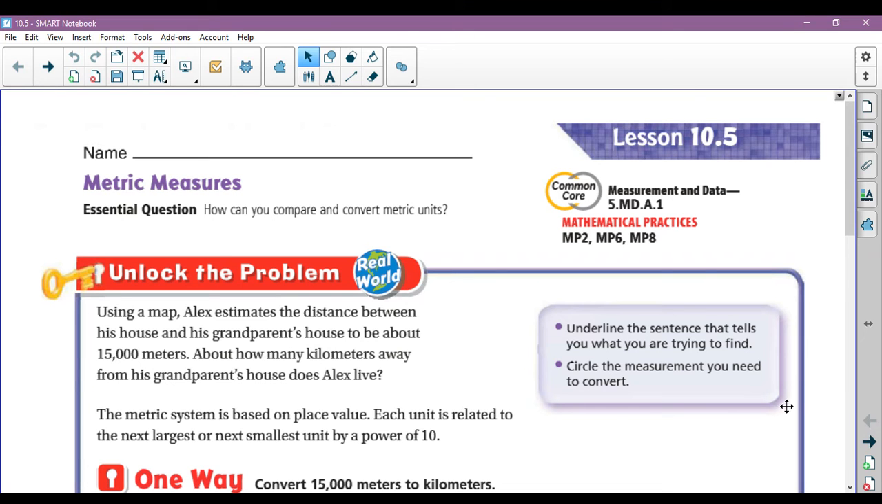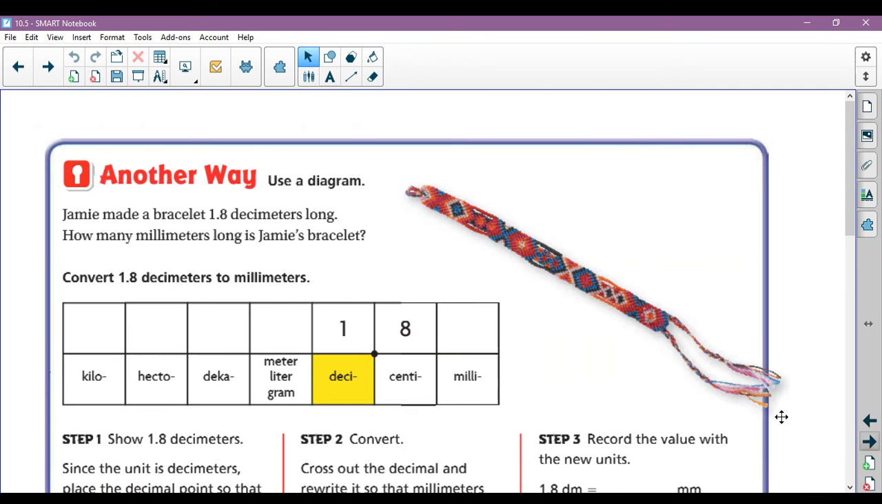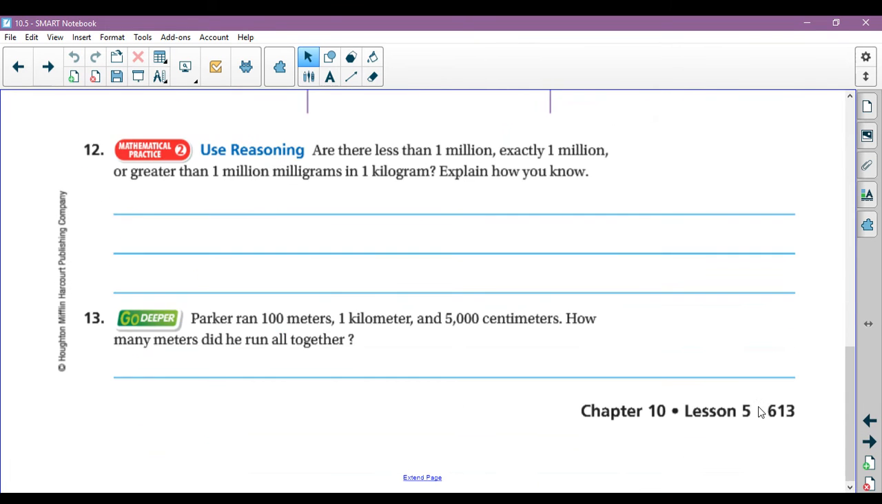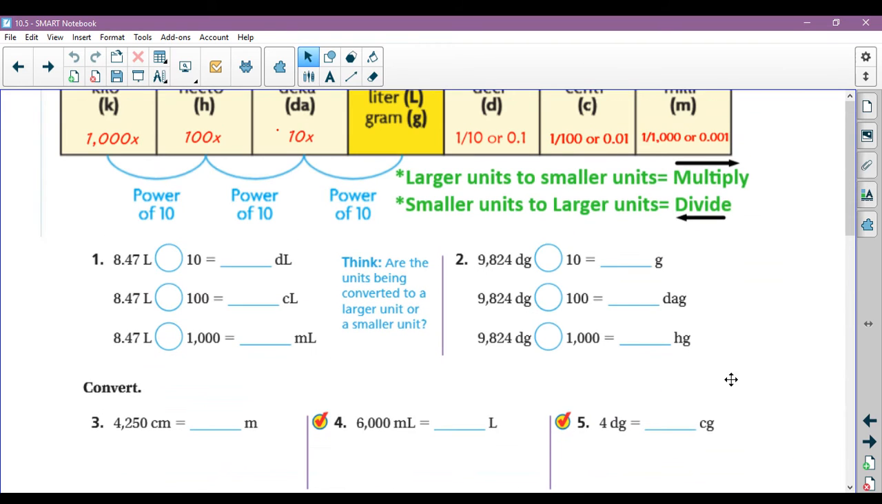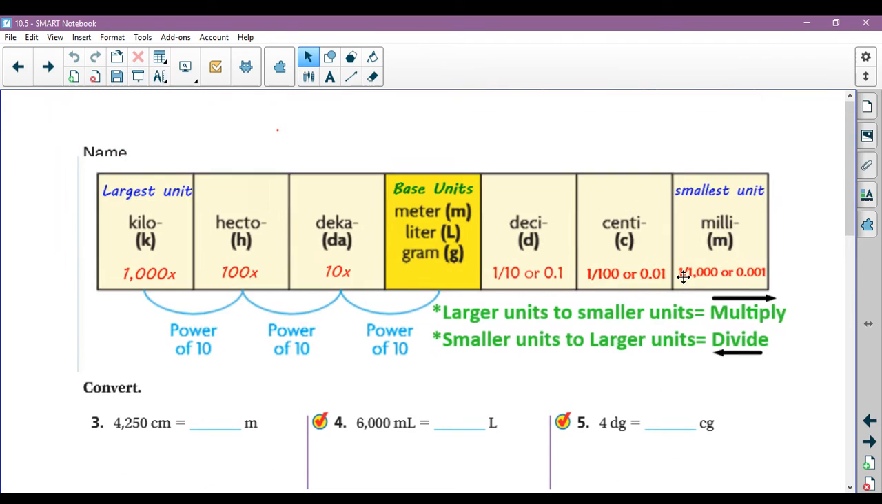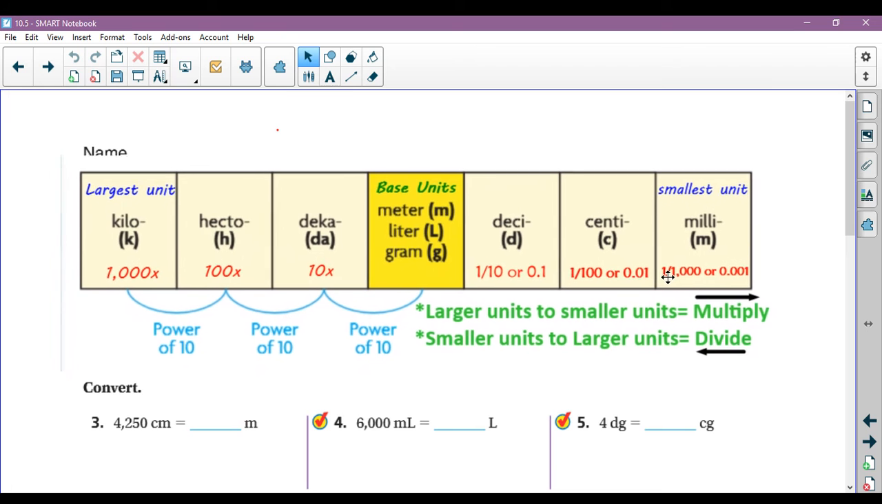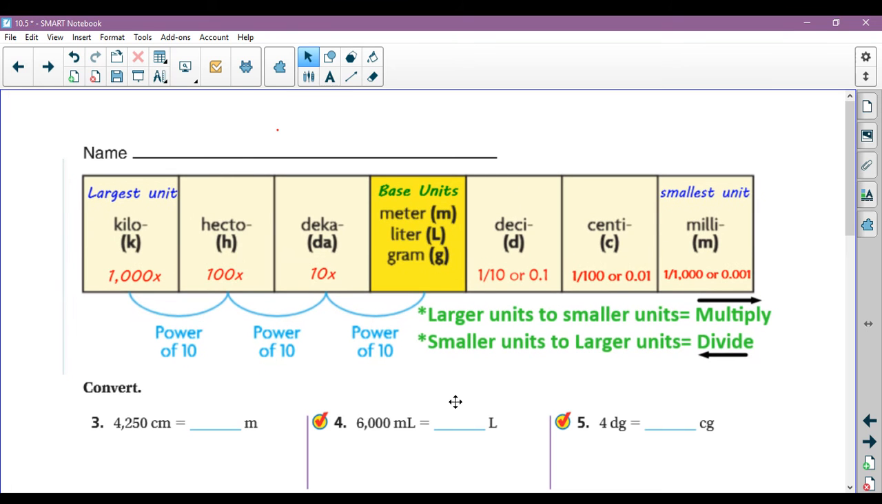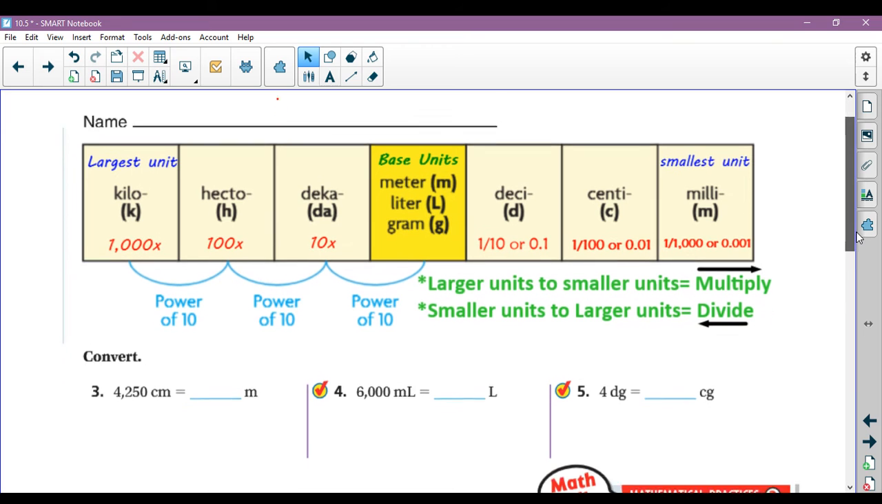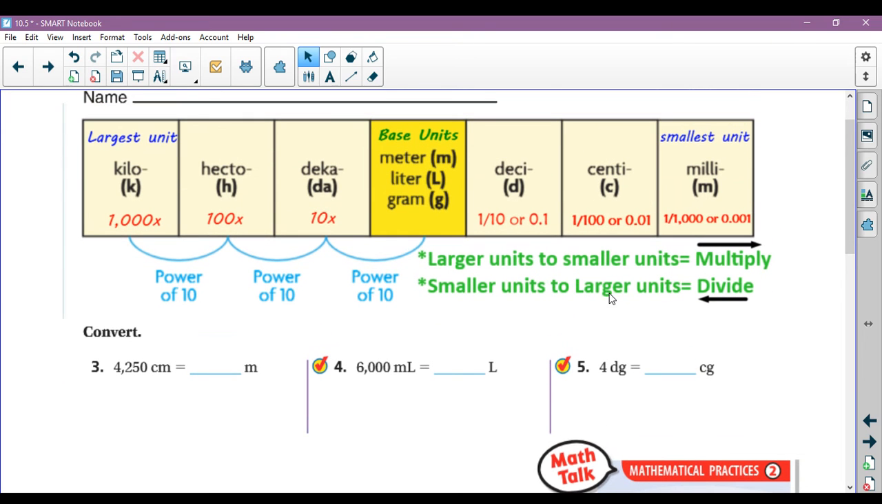So I'm going to go to page 613. And what I did is I copied this from the first page in this lesson so that you could see it and it would help you with moving your decimals a little bit. Okay, so let's take a look here.